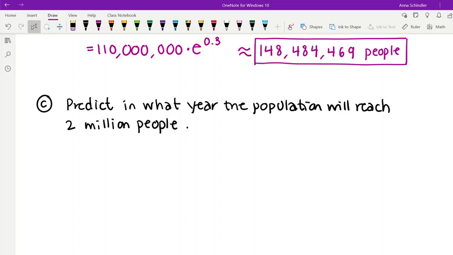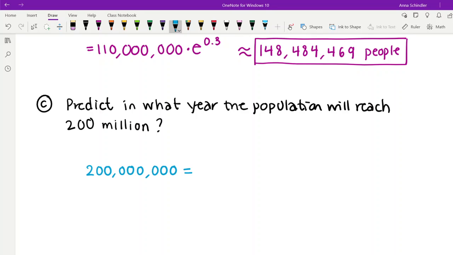So this is the opposite. Instead of plugging in a value for t and seeing what that gives us as an output, we need to take our function and set it equal to the output and solve for t. So we want to take 2 million, or sorry, I wrote 2 million, my bad. This is supposed to say 200 million. Sorry if that was confusing. We already knew it was 110 million, so it's not going to go down to 2 million. Okay, so as I was saying, we need to take 200 million and set it equal to our function.